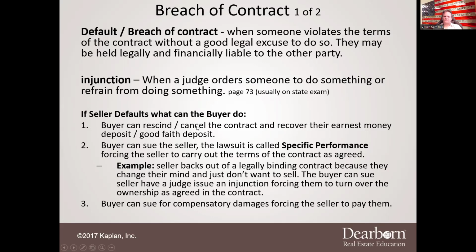Now, if a seller defaults, what can a buyer do? And then we're going to go over, if the buyer defaults, what can the seller do? So a buyer can rescind or cancel a contract and recover their earnest money deposit, their good faith deposit. That's the money they have to put down when purchasing. A buyer can sue the seller. This is a lawsuit called a specific performance, forcing the seller to carry out the terms of the contract as agreed, forcing them to basically convey the ownership of the property to the buyer.